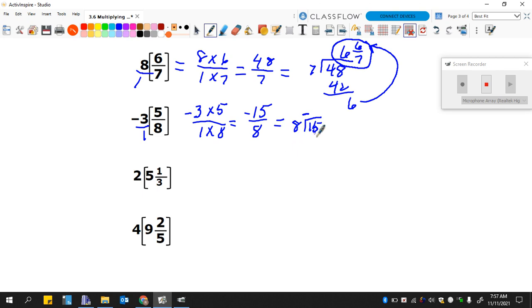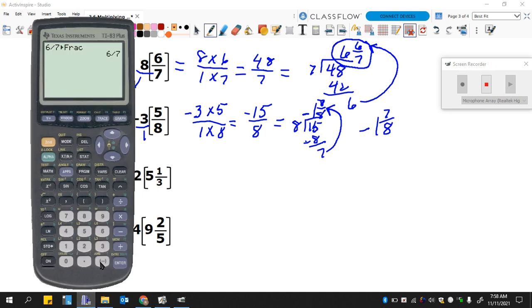8 goes into 15 one time. And that's 8. Subtract, and we end up with a 7. Bring this 7 up, and it becomes 7 over 8. So that's negative 1 and 7/8, and that is in simplest form. I'll just do it right quick just to show you. 7/8, math, enter, enter, and it comes back as 7/8.